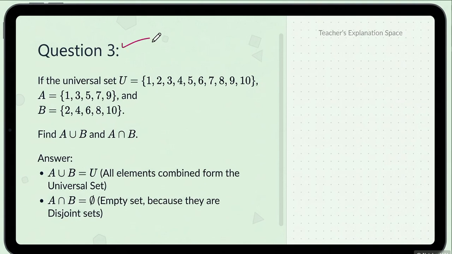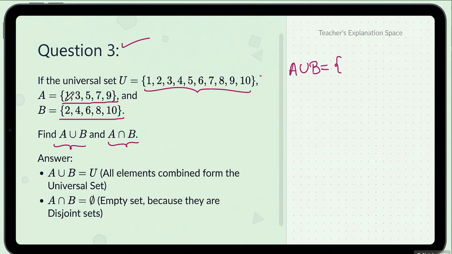Now the third question is: the universal set is given as 1 to 10, set A is given as 1, 3, 5, 7, 9, and set B is given as 2, 4, 6, 8, 10. So the question is to find A union B and find A intersection B. So let's say A union B first.